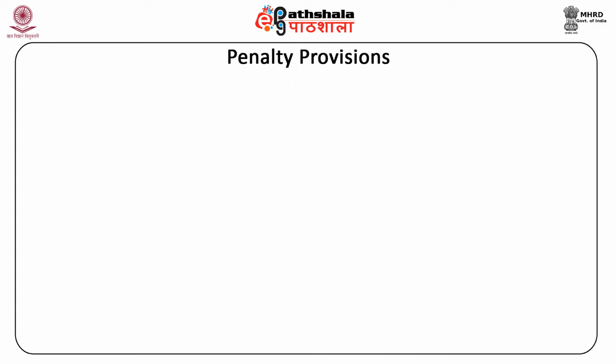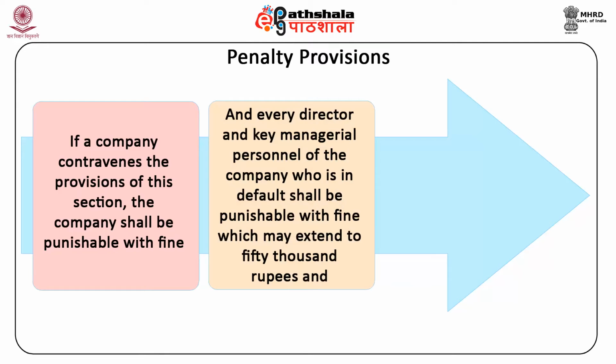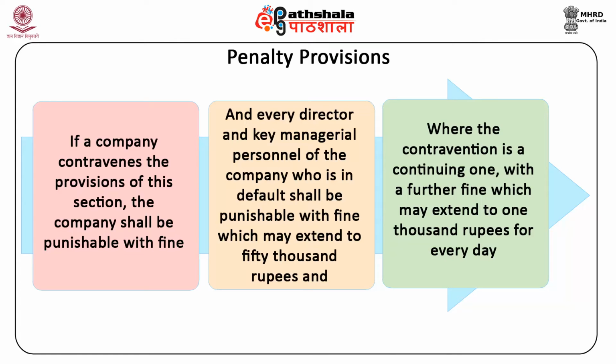Penalty provisions. As per Section 203, subsection 5, if a company contravenes the provisions of this section, the company shall be punishable with fine which shall not be less than 1 lakh rupees, but which may extend to 5 lakh rupees, and every director and key managerial personnel of the company who is in default shall be punishable with a fine which may extend to 50,000 rupees, and where the contravention is a continuing one, with a further fine which may extend to 1,000 rupees for every day after the first during which the contravention continues.